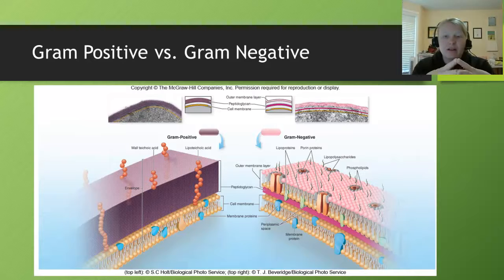And underneath that thick peptidoglycan is the cell membrane, which is that phospholipid bilayer that you guys have talked about when you talked about eukaryotic membranes and things like that. So that's pretty much a standard cell membrane down there, and membrane-bound proteins within it. Now the gram-negative is more like a sandwich. It has two phospholipid bilayers, the outer membrane layer and the cell membrane, sandwiched by a thin peptidoglycan wall.